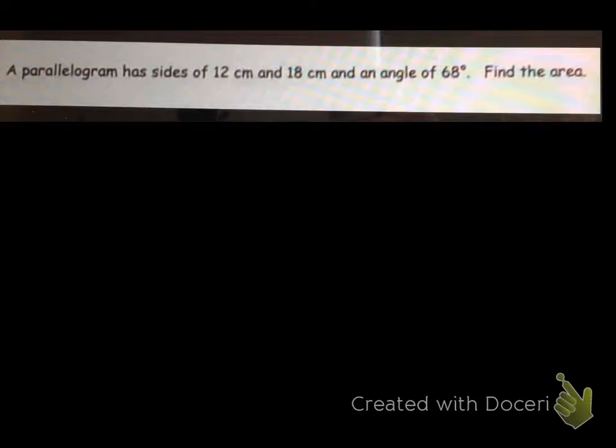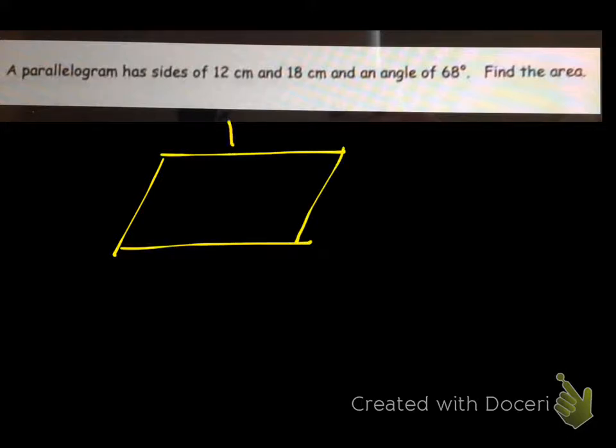All right, let's see. Parallelogram. So let's draw our parallelogram. Okay, so there's our parallelogram. It says it has sides of 12 and 18, and it has an angle of 68. All right, so let's think about what we need again on a parallelogram. We need length, we need base, and we need height. So that means we need to find the height of the parallelogram. So we're going to call that x.